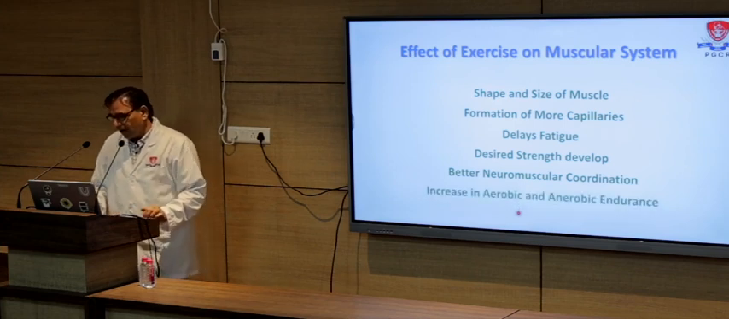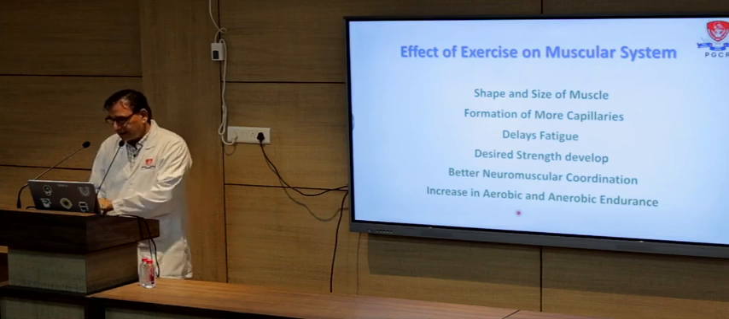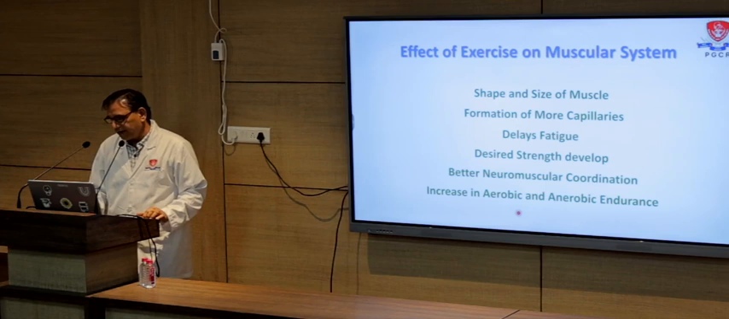Increase in aerobic and anaerobic endurance. Trained muscles have more aerobic endurance. The capacity of the muscles increases to work for longer duration without fatigue.